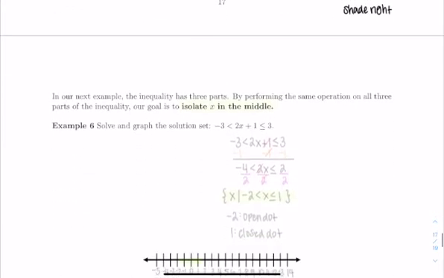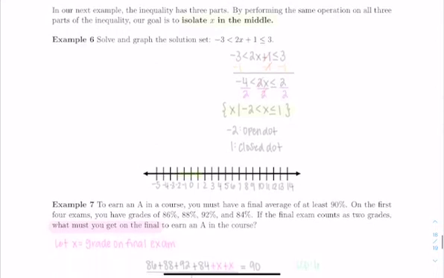In our next example, the inequality has 3 parts. By performing the same operation on all 3 parts of the inequality, our goal is to isolate x in the middle. So it works just like the other ones, except we want to do the same thing to all 3 parts, and we want to get x by itself in the middle. Instead of splitting it into 2 separate inequalities and solving, this is a lot quicker and more efficient. So let's go ahead and take a look.